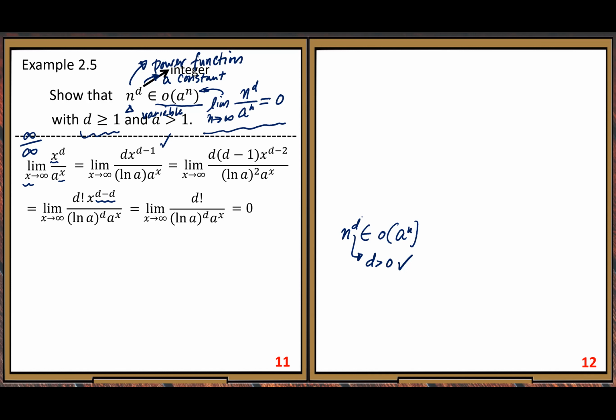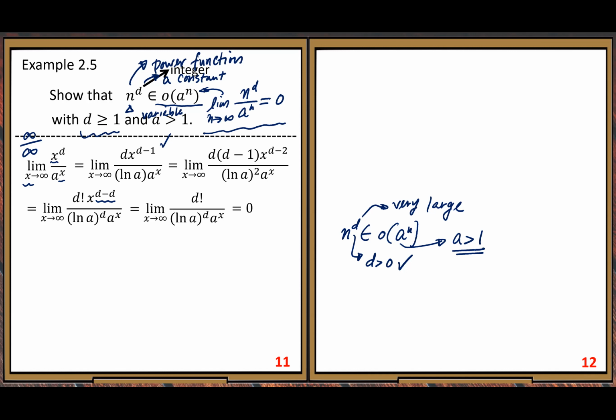And d could be very large, right? It's a constant number. Can we make the fixed constant number very large? Then let's look at a. For a, we only require it to be greater than 1. Other than that, no other requirement. So based on this result, I make my homework questions.